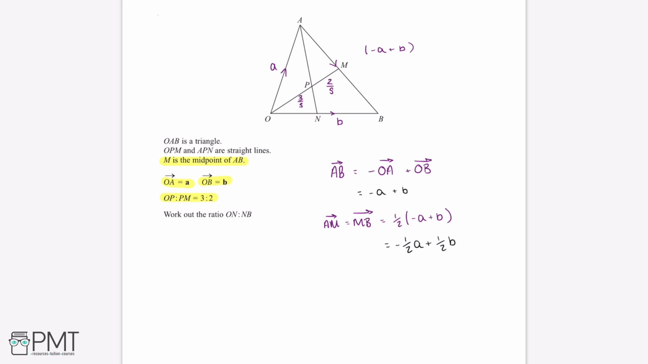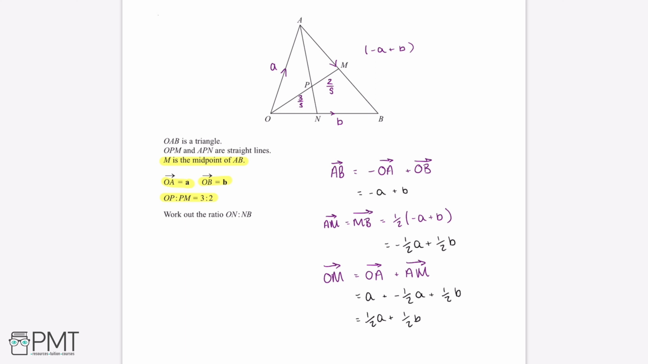Now from this we can work out OM. To work out OM, we can do the vector OA plus the vector AM. We know that OA is equal to a, and we worked out that AM is equal to negative a half a plus a half b. If we simplify this down, this will give us a half a plus a half b.